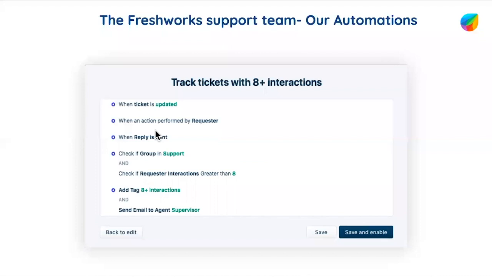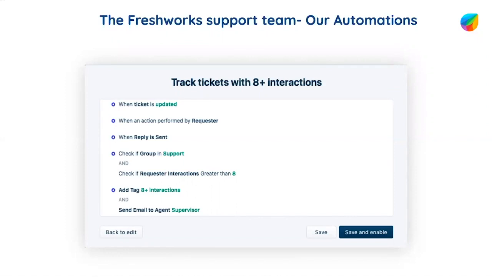The last one, this is specific. This is an interesting rule that we've seen some of our customers set up, especially customer support teams that typically don't have a large number of interactions with their customers. The reason this is set up is because if a ticket has more than 8 back and forth conversations, it is likely that something is wrong.